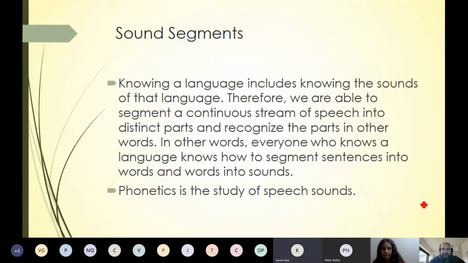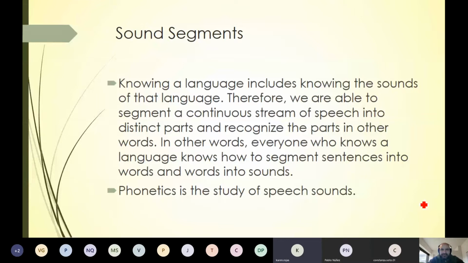Sound segment. Knowing a language includes knowing the sounds of that language. Therefore, we are able to segment a continuous stream of speech into distinct parts and recognize the parts in other words. In other words, everyone who knows a language knows how to segment sentences into words and words into sounds. Phonetics is the study of speech sounds.